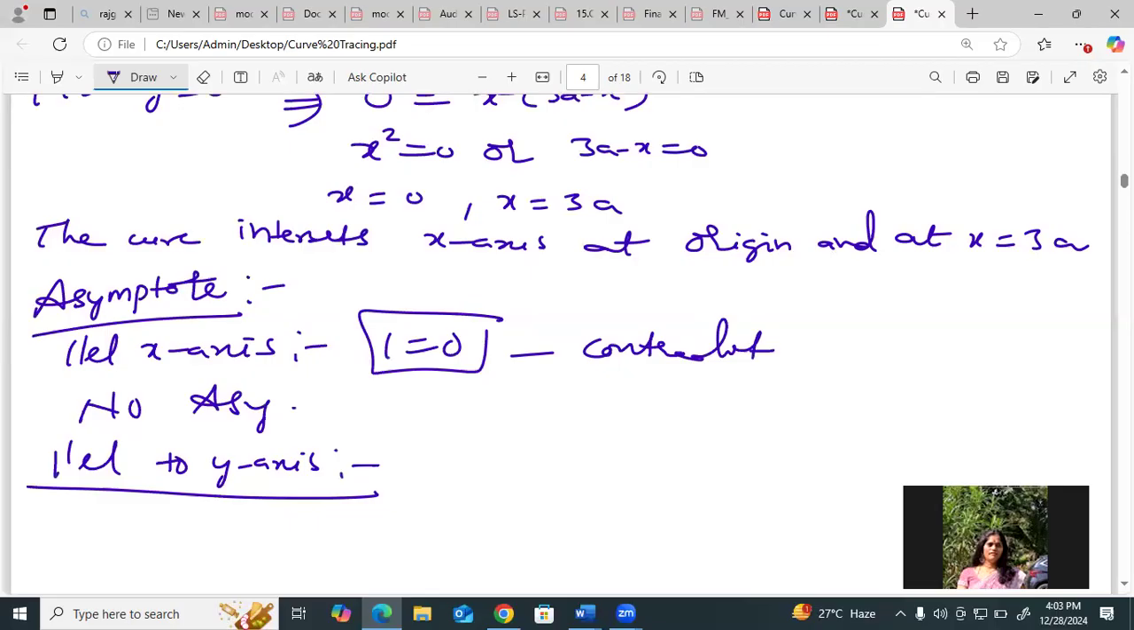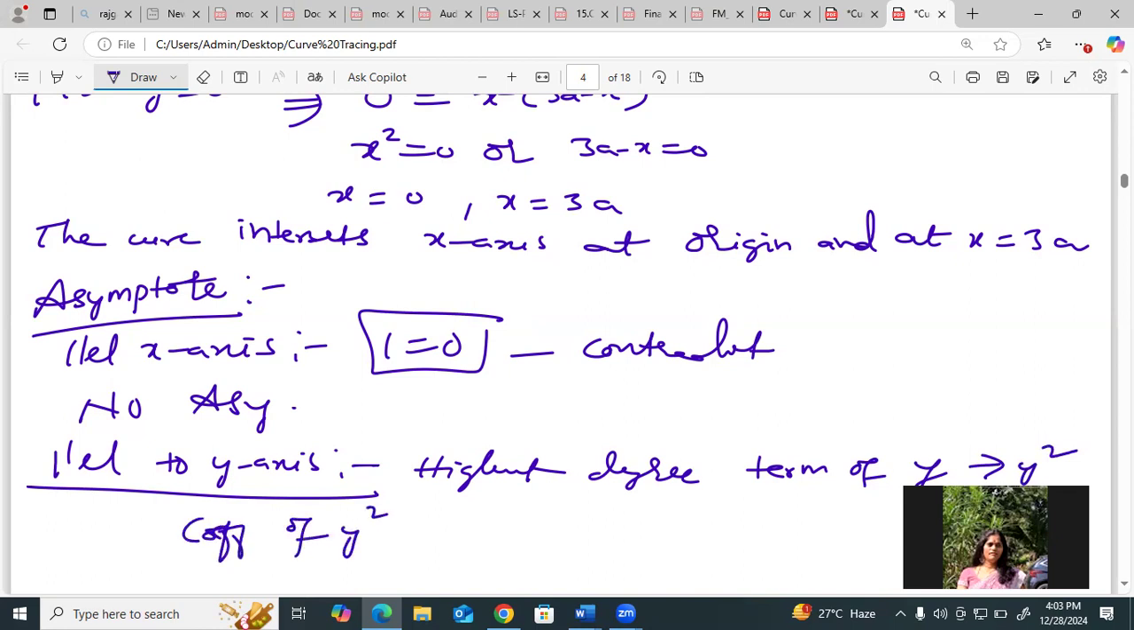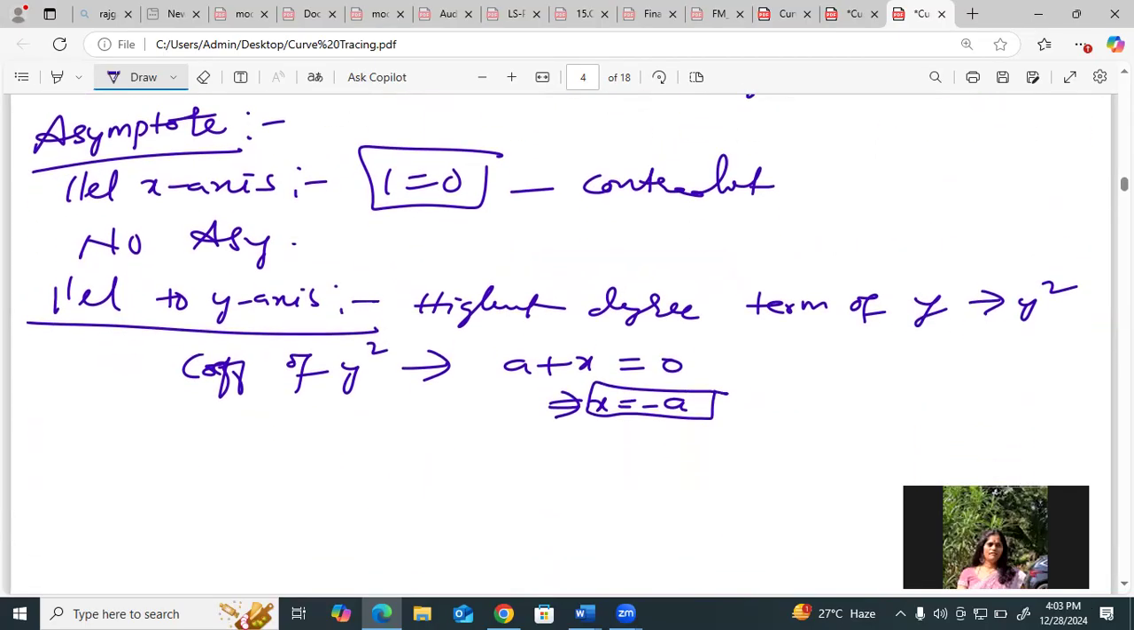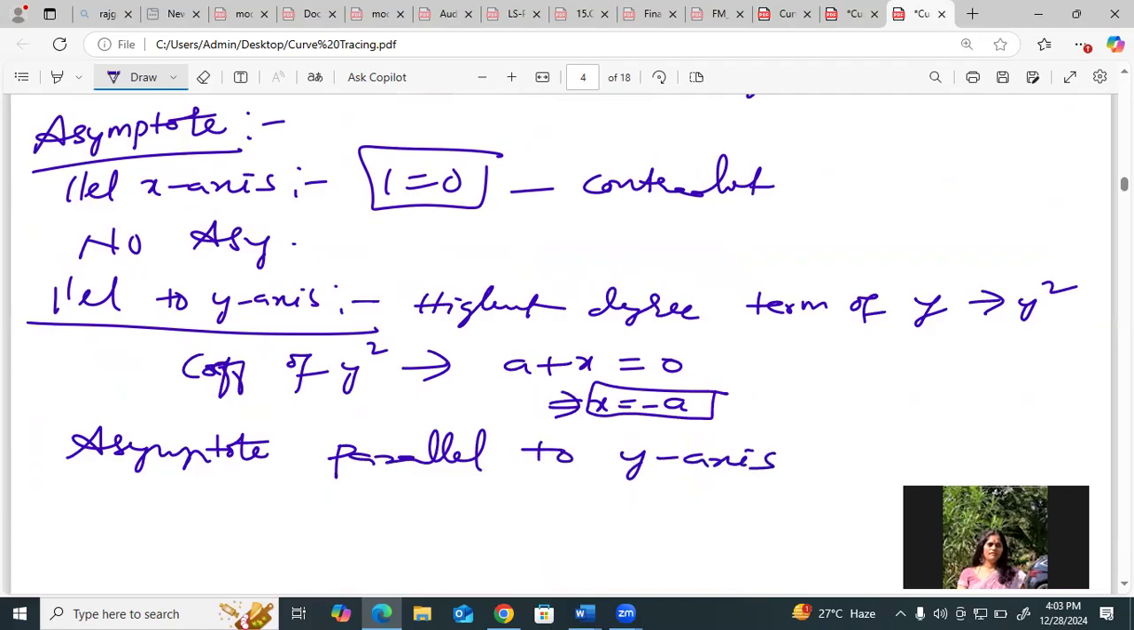Highest degree term of y is what? It is y square. The coefficient of y square is a plus x. I'll equate this to 0, so I'll be getting x is equal to minus a. This is my asymptote parallel to the y-axis. If you have an asymptote, please highlight it. The asymptote parallel to the y-axis is x is equal to minus a.